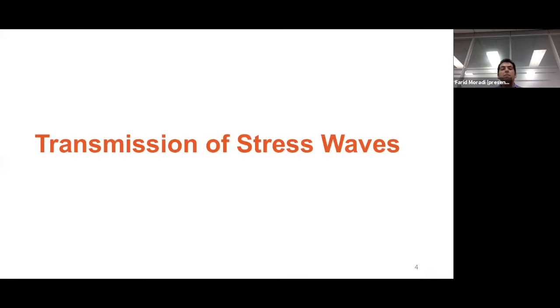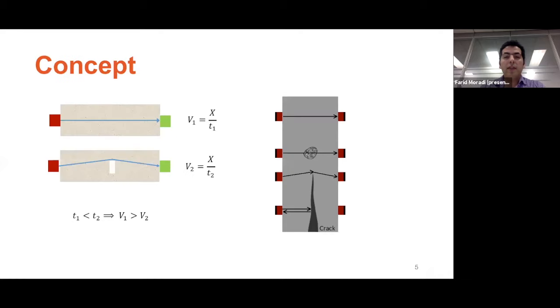Let's kick-start with the transmission of stress waves. The philosophy, the concept behind this technology is very easy to understand. So you have here a source. A source looks like, for example, a hammer impact, or any other source that can generate acoustic stress waves. Those acoustic waves travel through the element and are received on the other side by a receiver. A receiver can be a transducer, an accelerometer, or a geophone. Based on that formulation, we know the distance, and we have the transmission time of the stress wave from the source to the receiver. We can calculate the velocity.